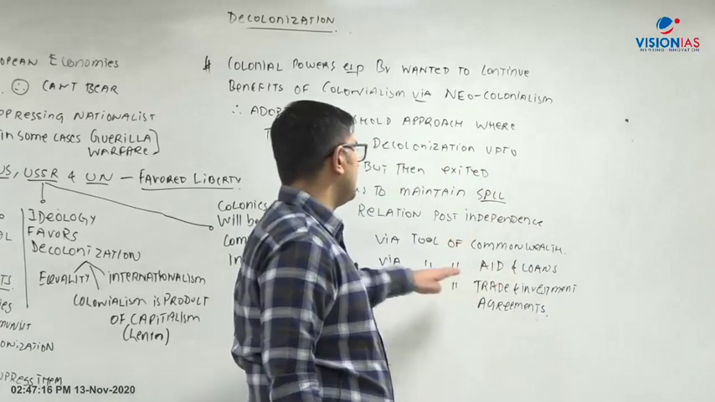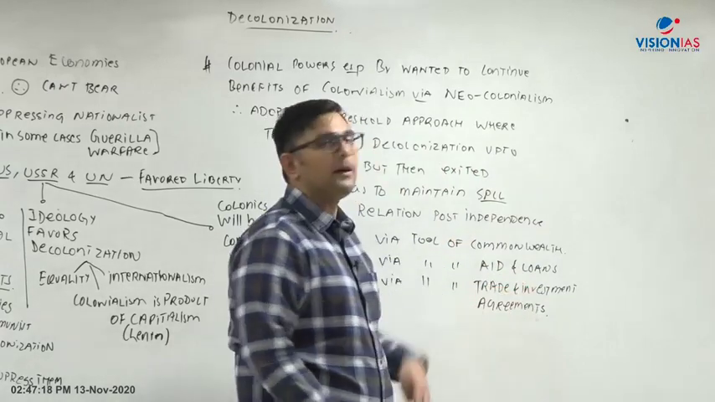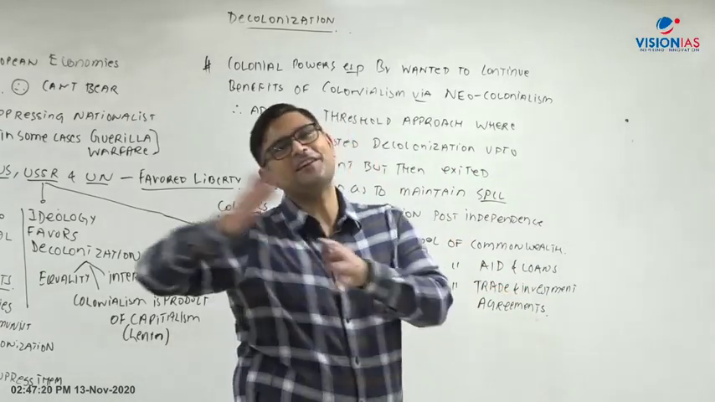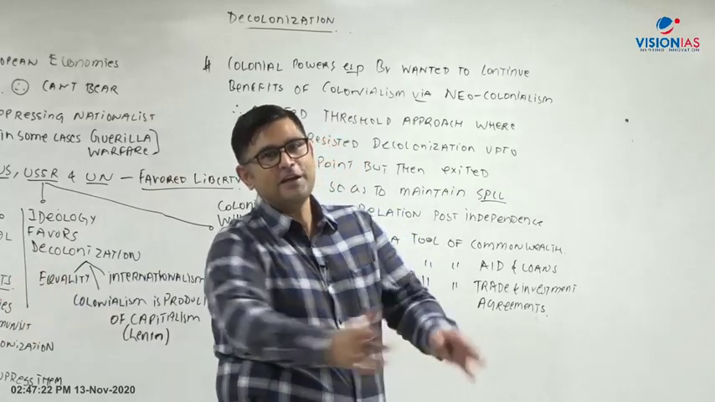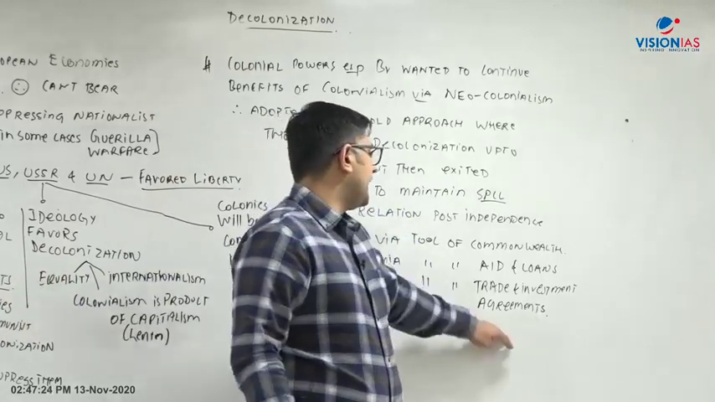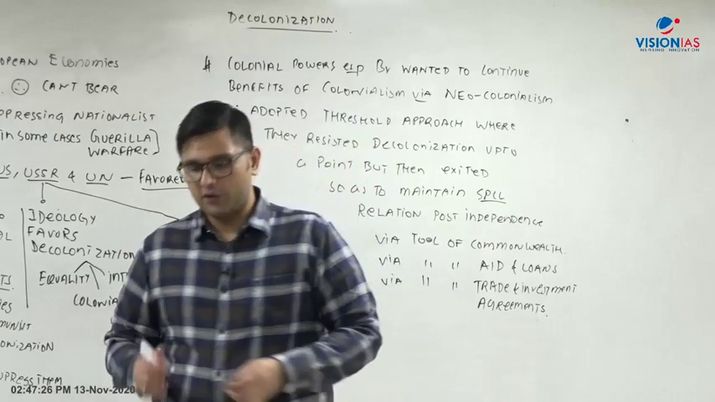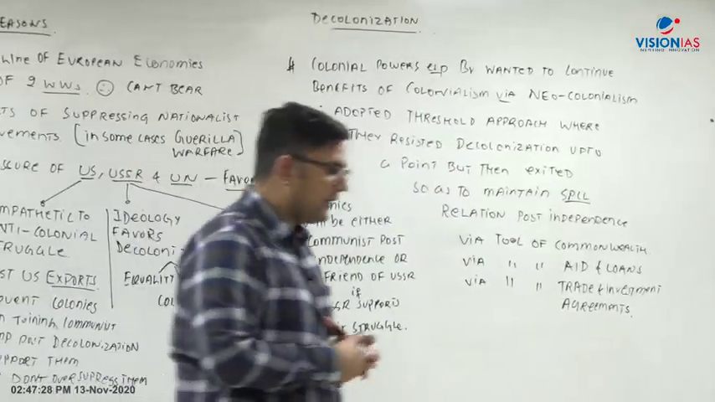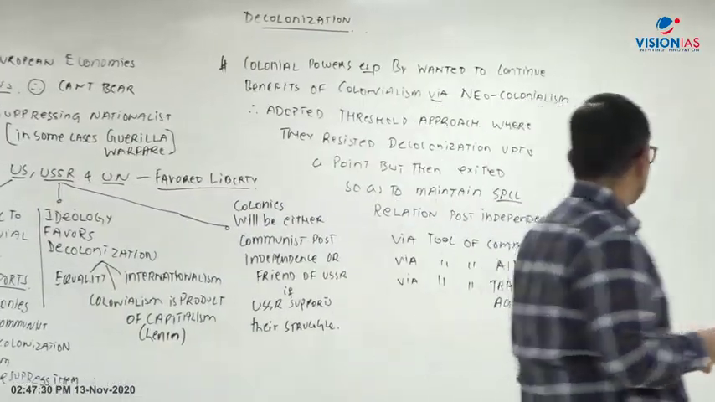Why the tool of Commonwealth? Why the tool of aid and loans? Okay, you need money, take British money, but in return please allow the British company to operate. Why the tool of trade and investment agreements? That is a special economic relationship. So these are the reasons because of which decolonization took place.